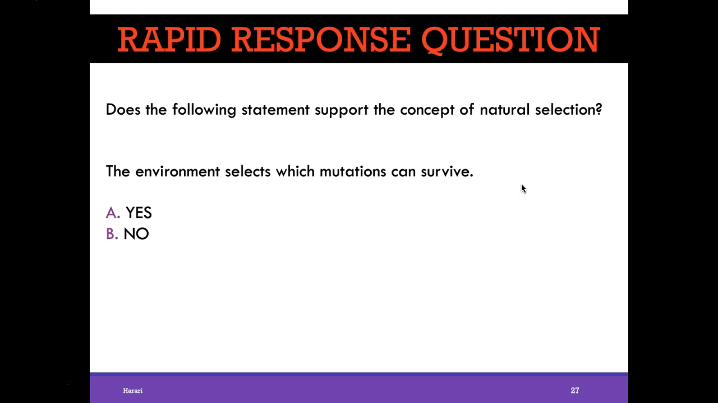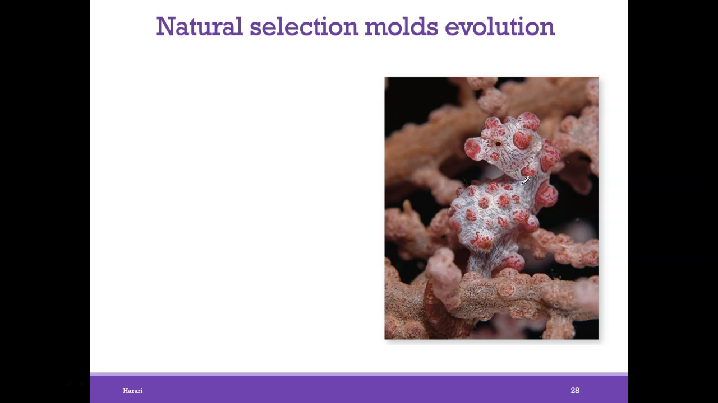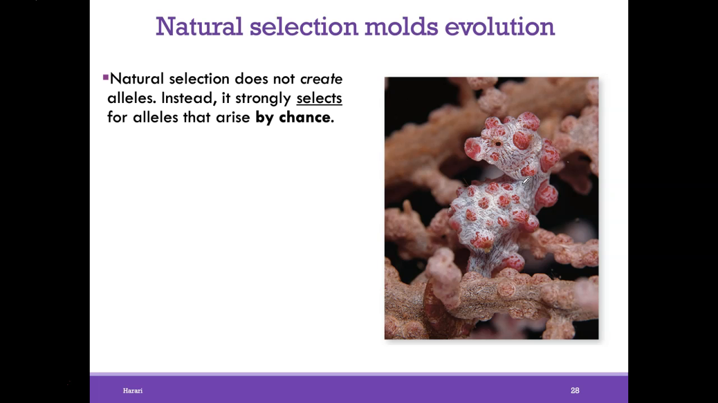What about this one? The environment selects which mutations can survive. And by survive, I mean can exist and can prevail in a population. And the answer to this is yes. This is pretty much what natural selection is saying. The environment, the natural environment, selects which mutations, which variations of an allele can survive. So natural selection molds evolution.